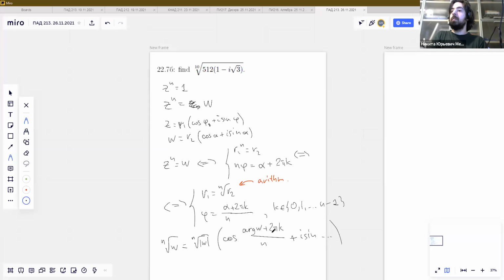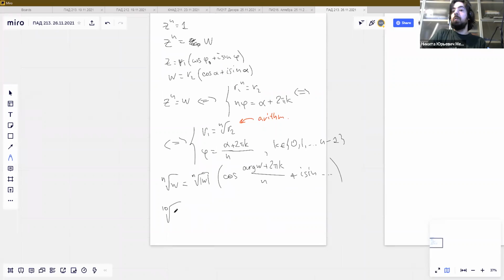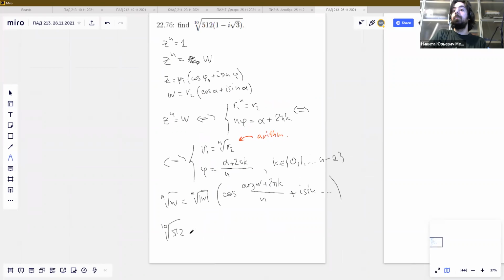Here is the same, obviously, thing in the cosine. I will not repeat it twice. So that's it. Once again, I remind you, this is the complex root, this is the arithmetic root. They are not the same, they just have the same symbol. So let's try to apply this to this simple problem.